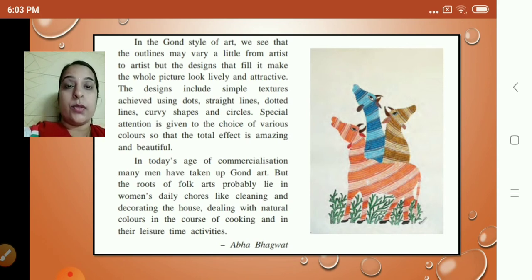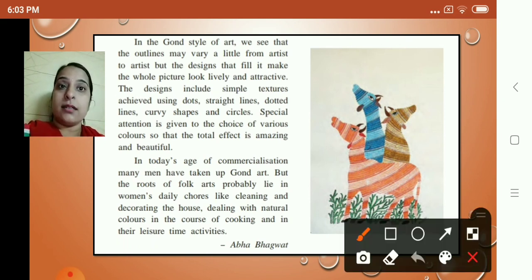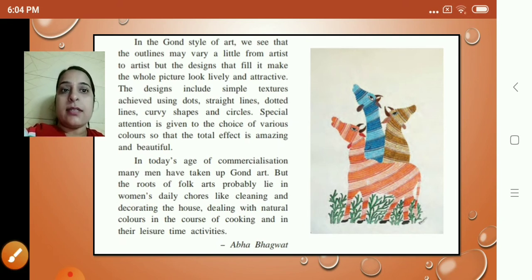Women used to clean the house and decorate the house, for example even rangoli, and dealing with natural colors in the course of cooking and in their leisure time activities. Leisure time means when they are free, the relaxation or free time activities. So basically, the roots of these folk arts lie in women's daily chores, right? And that is dealing with the natural colors in the course of cooking and in their free time activities.